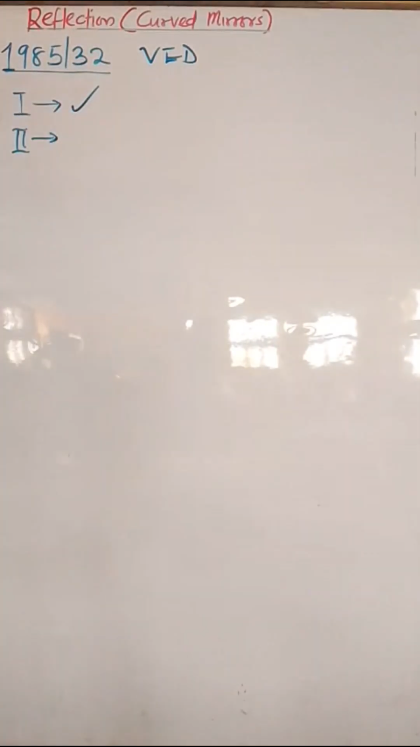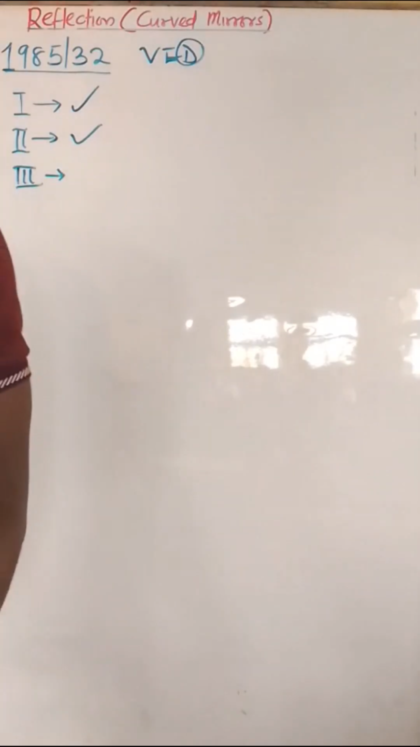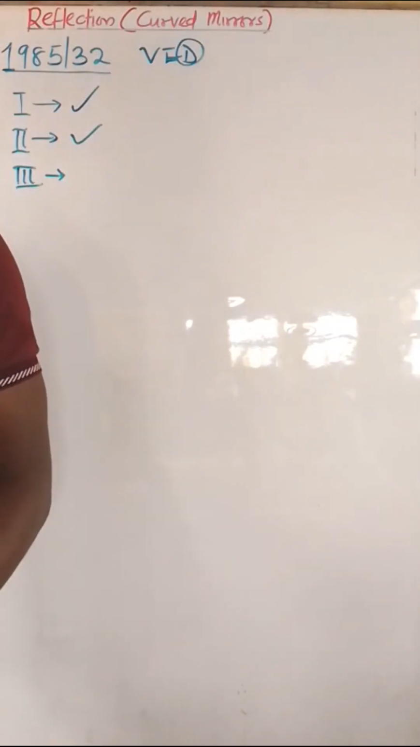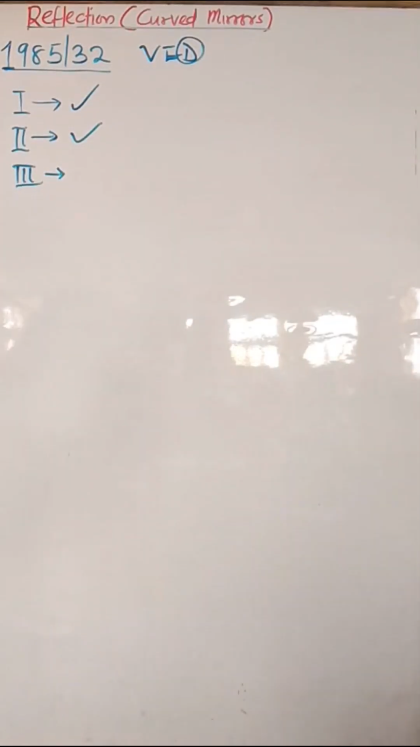Yes, it has a large field of view because of its diminishing ability. So it has a large field of view. It has a long focal length. That doesn't matter. A concave mirror can also have a long focal length. So that's why it's not that one. Option D is the correct option.